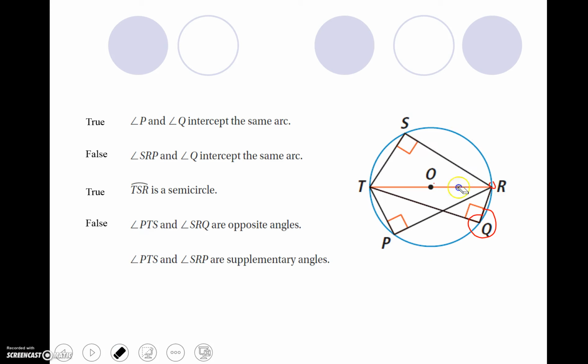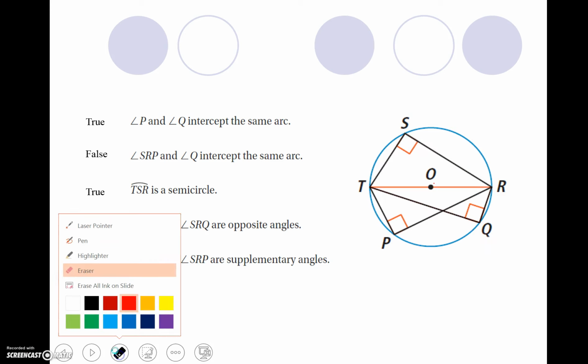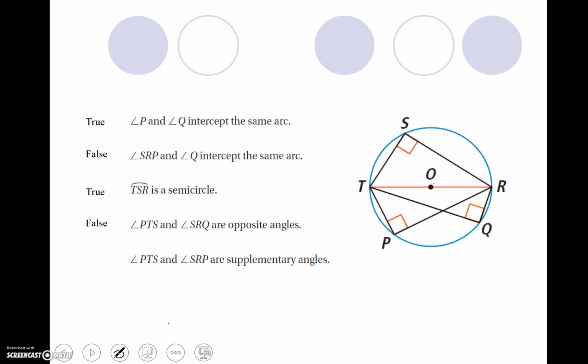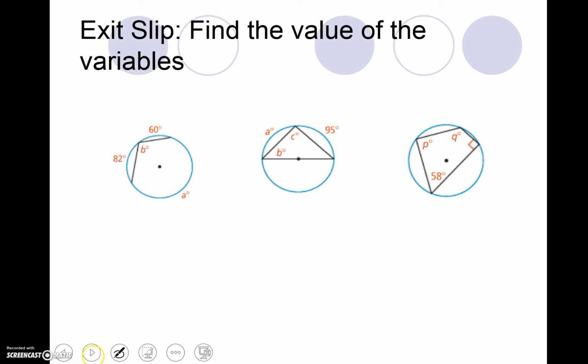Now we want to take a look at the next one. I just want to erase all that first. The next one wants to know if angle PTS, right here, and angle SRP are opposite angles. Do you see how they're connecting at S and at P? So the answer to that would be true. They are supplementary because they are opposite angles.